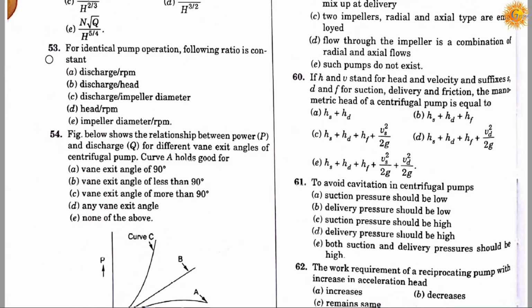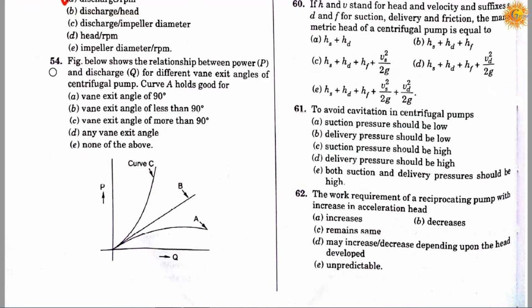Question number 53. For identical pump operation, the following ratio is a constant. Option A discharge per rpm, option B discharge per head, option C discharge per impeller diameter, option D is head per rpm, option E impeller diameter per rpm. So correct answer is A, it will be discharge per rpm.